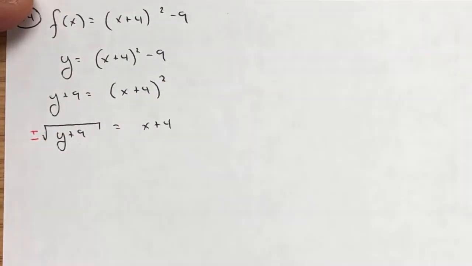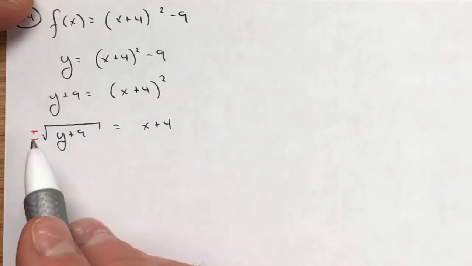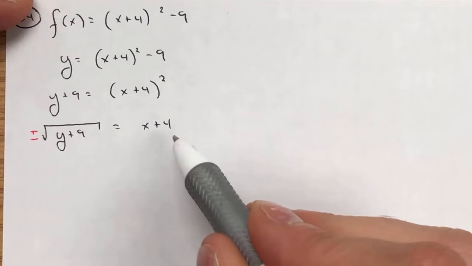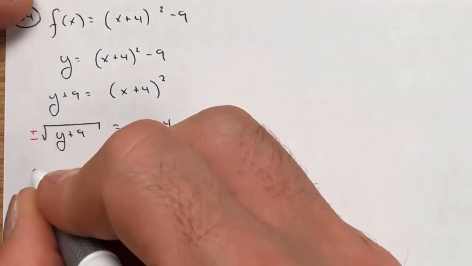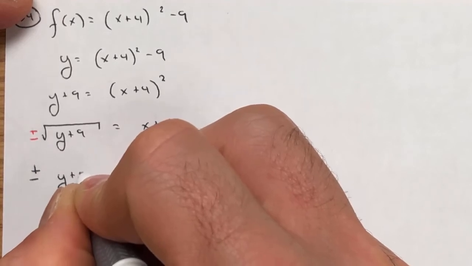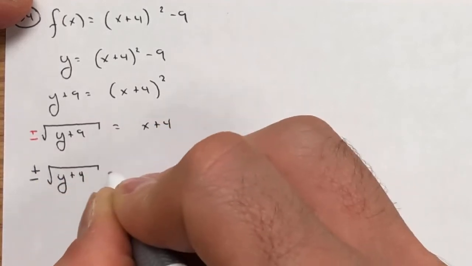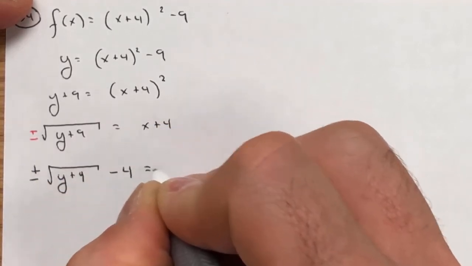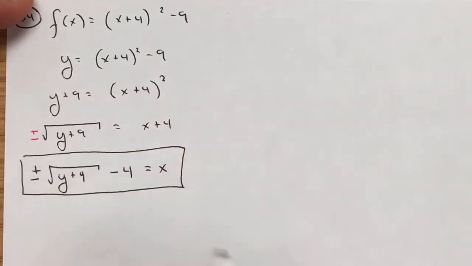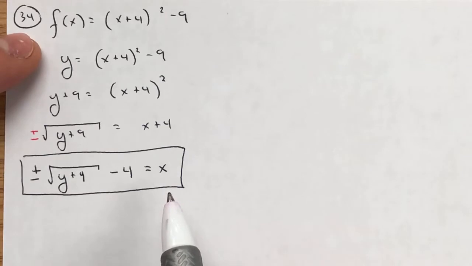If the square root already existed, it will have either a positive or negative, but if I artificially introduce it, I have to take both. Last thing is I'm going to subtract that 4. So I have the positive and the negative square root of y plus 9, minus 4, is equal to x. So now this is the inverse of this function.